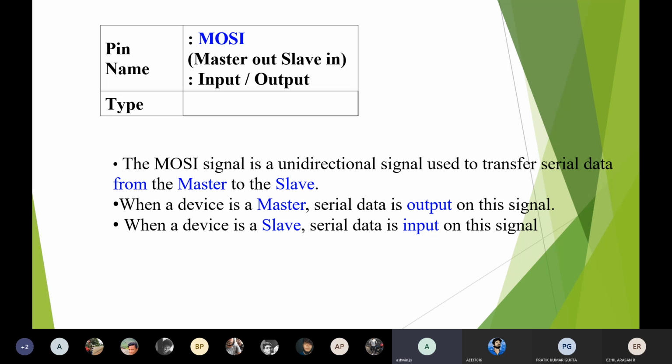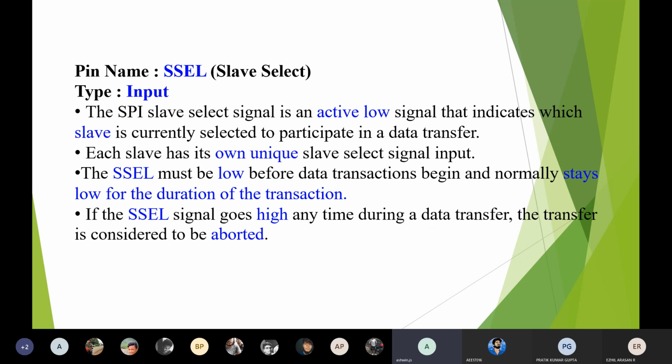Similarly for MOSI, the master will generate some output and transfer the data, and the slave will receive the data. So the master acts as the output and the slave acts as the input. Here also we have to give the clock pulse as well as the chip select, or slave select. The slave select is just an input signal.